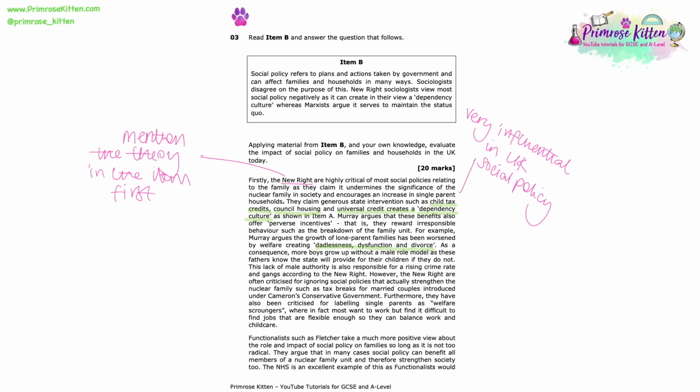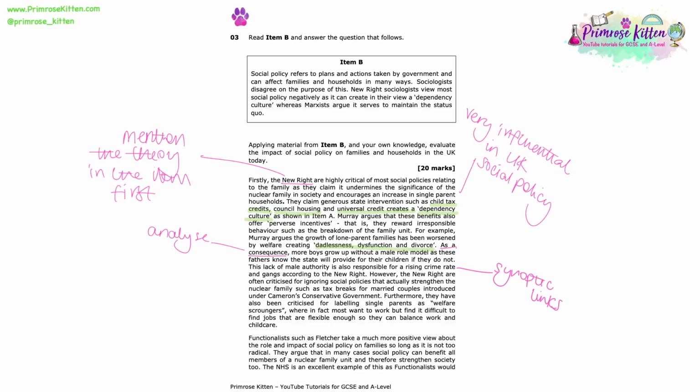So "as a consequence" is one of those fantastic little phrases that shows the examiner that you are able to analyse. As a consequence, more boys grow up without a male role model, as these fathers know the state will provide for their children if they do not. The lack of male authority is also responsible for a rising crime rate and gangs, according to the new right. There I am also applying synoptic knowledge because I am using my knowledge of the new right and right realism from the crime section, paper 3, and applying it successfully here.